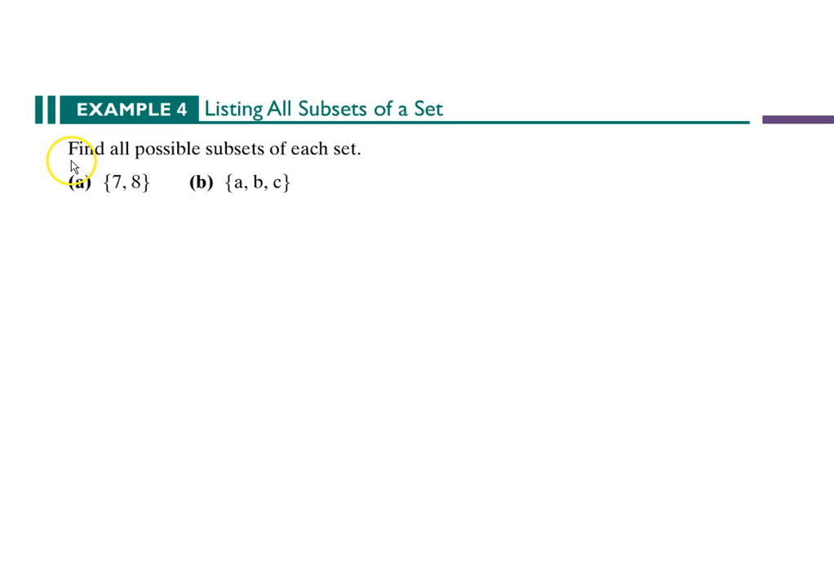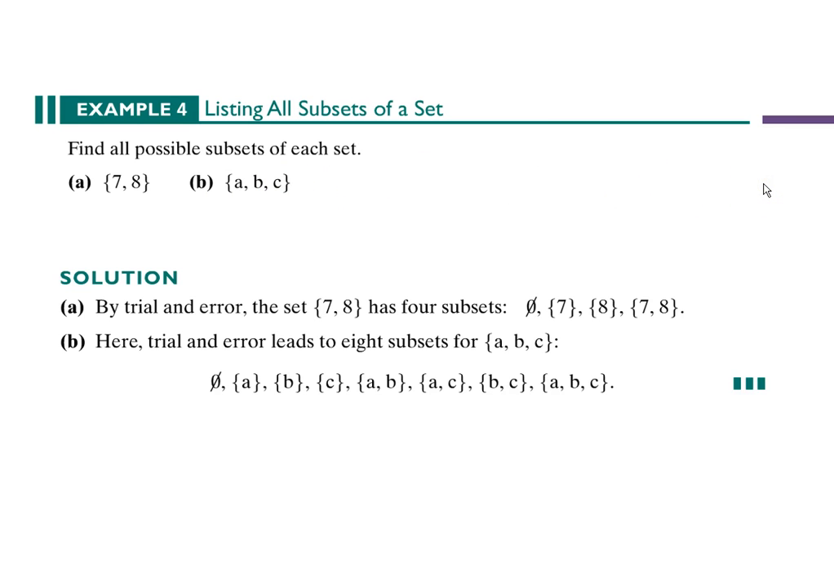Alright, now here they're asking us to find all possible subsets. How many would we need here? Well, it'd be 2 to the second, so 4. How many would we need here? This would be 2 to the third, which would be 8. So I could list them, but here they are. So you want to take a moment, pause this, and list these as answers. Now remember, an empty subset is included in every set.